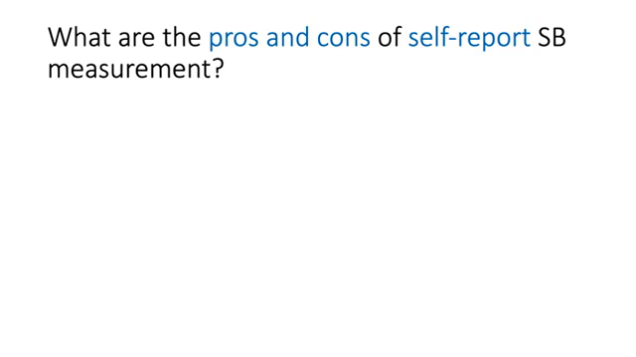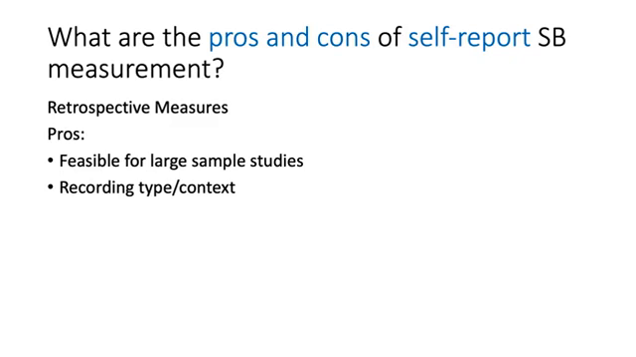So what are some of the pros and cons of self-reported sedentary behavior measurement? In terms of retrospective measures, like questionnaires such as the IPAQ, for example, some of the pros: it's feasible for large sample studies. We can get lots of people, lots of data. That NHANES data graph, or table, that I showed earlier used some self-report measures, some retrospective measures, asking about the past. You can also record type and context, so where that person was and what they were doing, which device-based measures might not be able to.